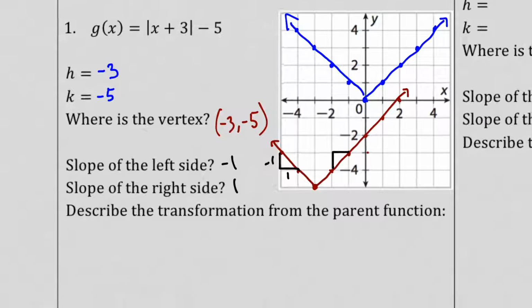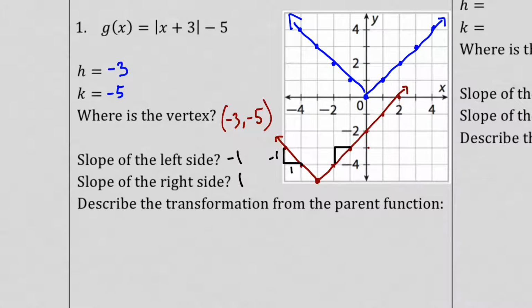Now it says describe the transformation from the parent function. Here's what I mean by that. Look at the original vertex, look at the final vertex, and tell me what happened to it. How did it change? Where did it go? I can easily see that from here to here, it went down 1, 2, 3, 4, 5, it went down 5, and it went to the left 1, 2, 3.